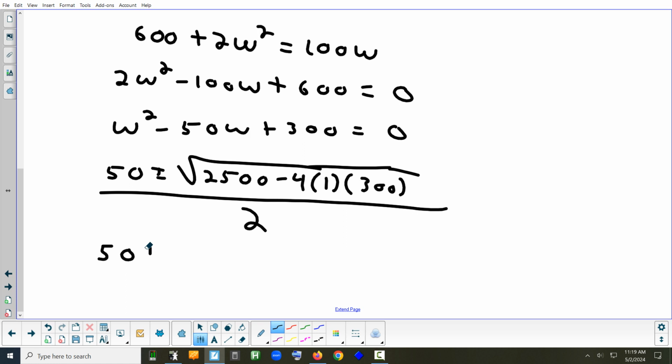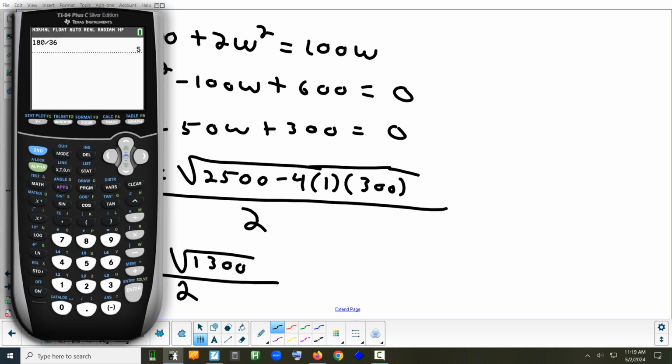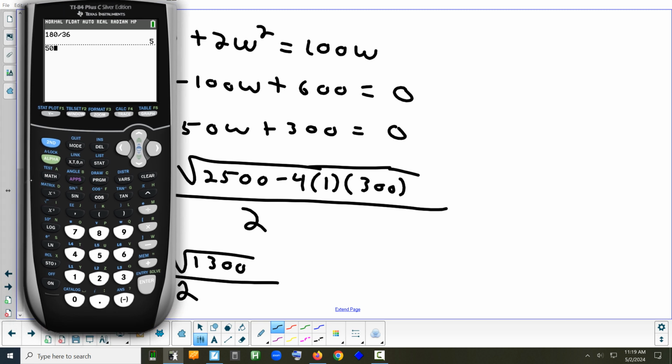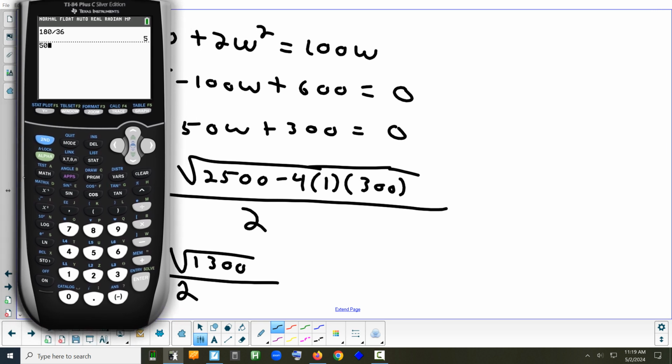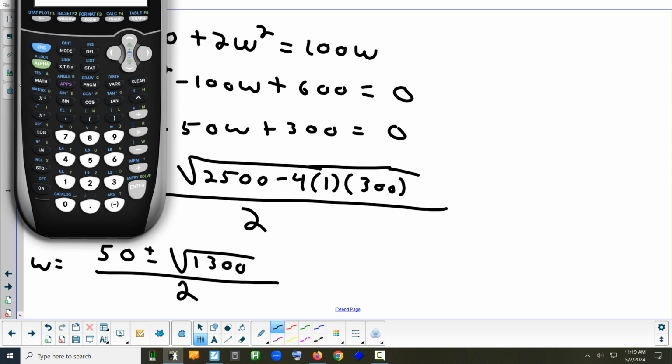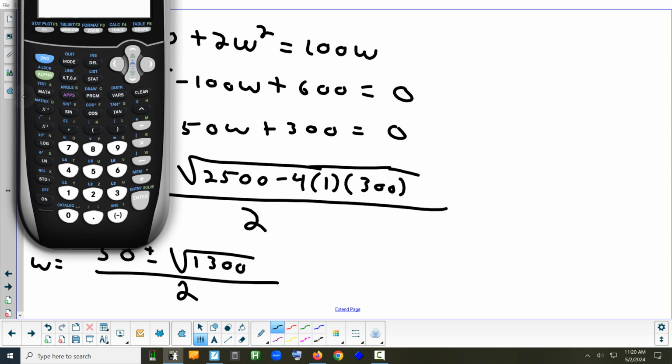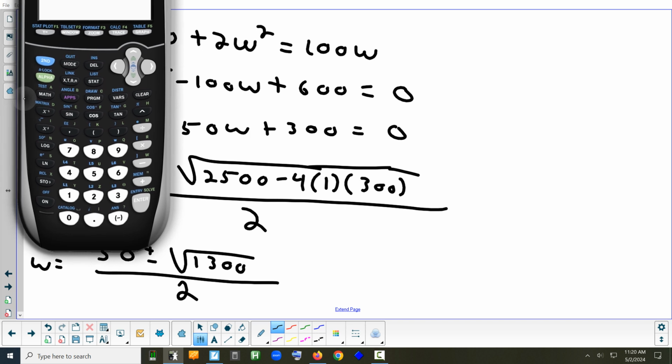All right, so 50. What's 2,500 minus 1,200? It's 1,300. Yep, 1,300 over 2. All right, now we need to see what that comes out to. Would it be proper for you to say 25 plus or minus square root of 1,300, or would you have to say it 25 plus or minus square root of 1,300 over 2? You'd have to leave the over 2, because the 2 has to go into both.